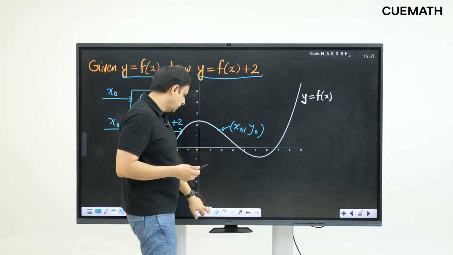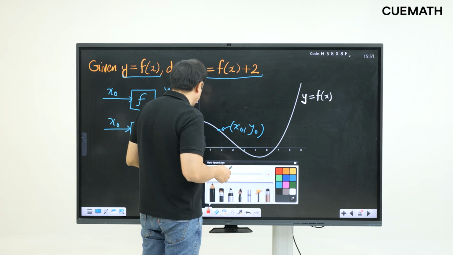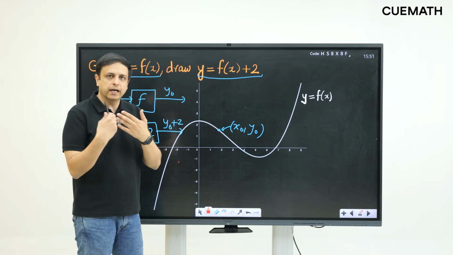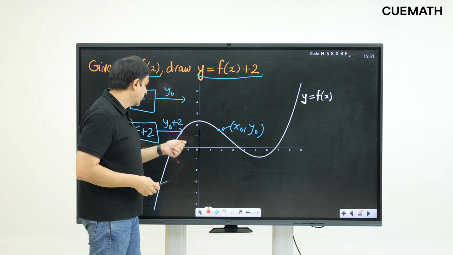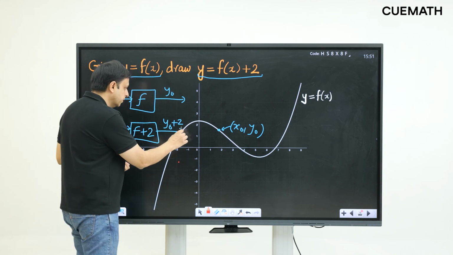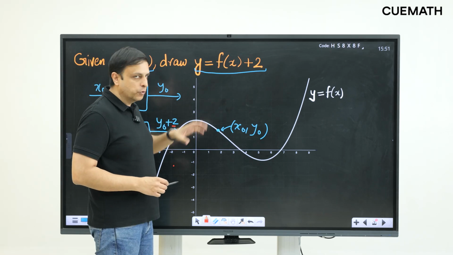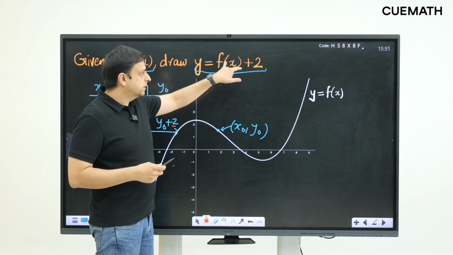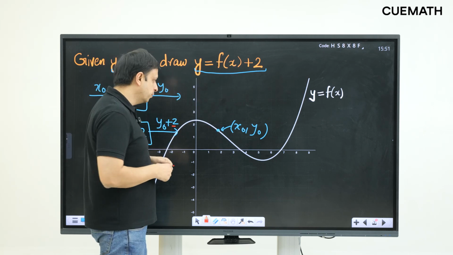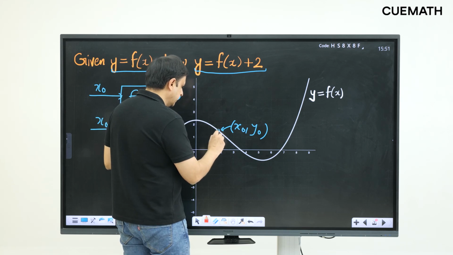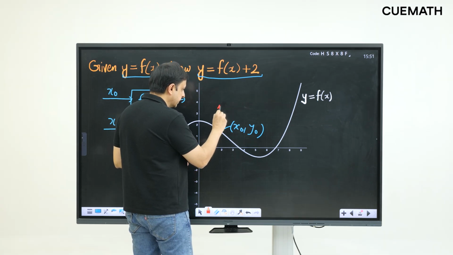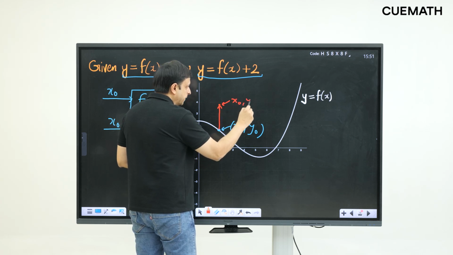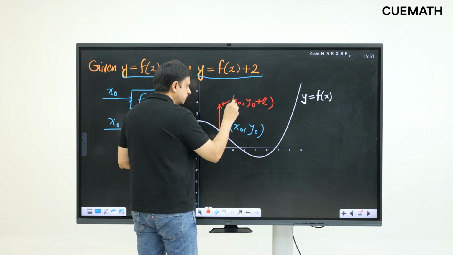So, very simply put, this point here, x naught comma y naught on the original graph, should move 2 units up because the y coordinate is increasing by 2. Corresponding to this point, the new point on the graph of f of x plus 2 should be 2 units higher. So, let us just move this 2 units up over here, and this point here is x naught comma y naught plus 2.